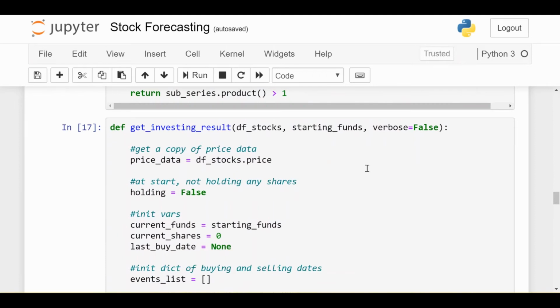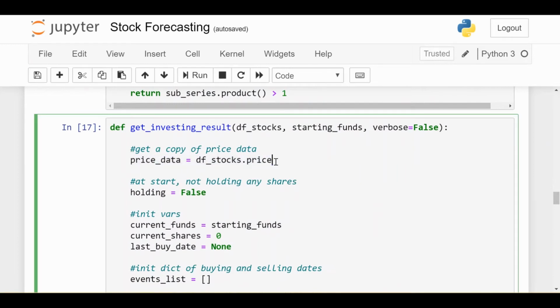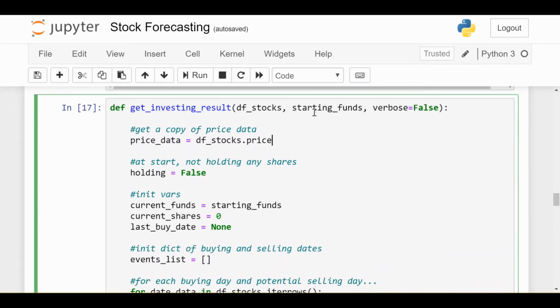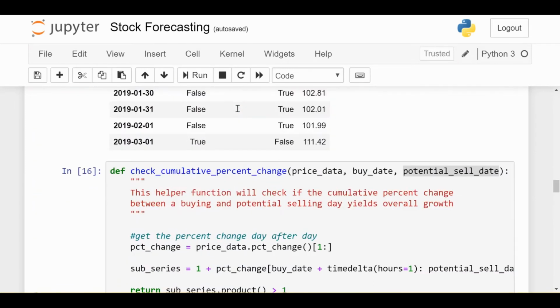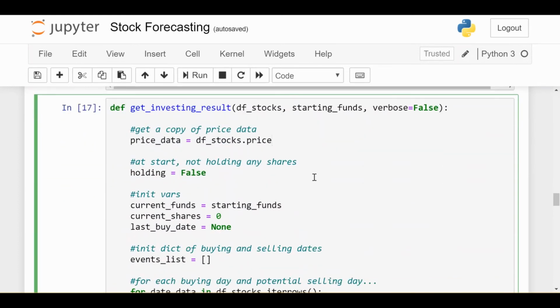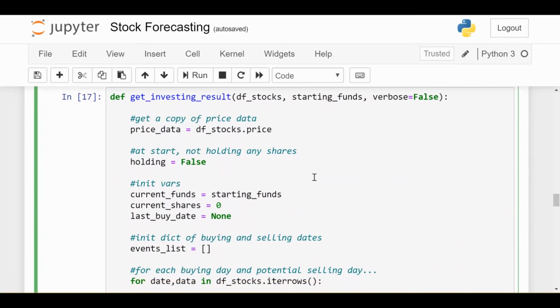So the main function here is get investing result. And again, I won't walk through each line of code, but I'll walk through all my comments and all the steps. So first we get a copy of the prices. Initially, we're not holding, so we set this Boolean holding to false, saying, hey, I'm not holding any shares right now. This function, by the way, takes in the data frame we constructed just above and your starting funds, which I think will be $10,000 for this video. So you have $10,000 available to invest starting on January 1st, 2019.